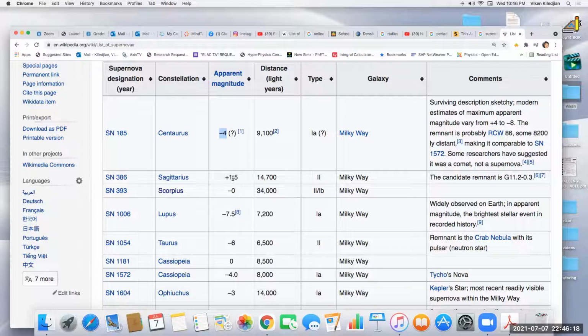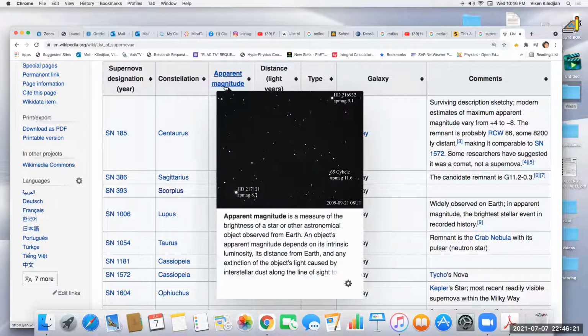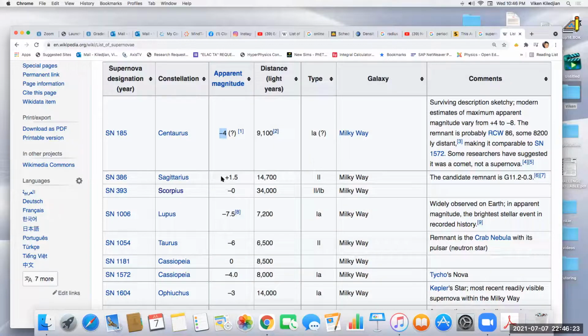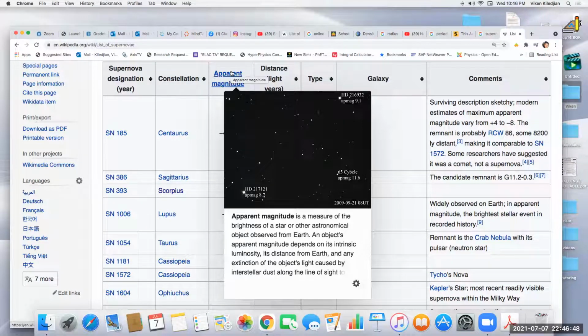The other thing I'm not sure of is whether that's the apparent magnitude when it first occurred, or the apparent magnitude now. That could be the apparent magnitude it had when it first occurred. It's kind of high for the apparent magnitude to be 1.5 now. By now it should probably be dimmer, but we would have to look that up. So I'm not sure about that one.